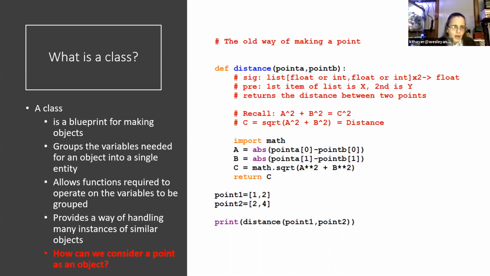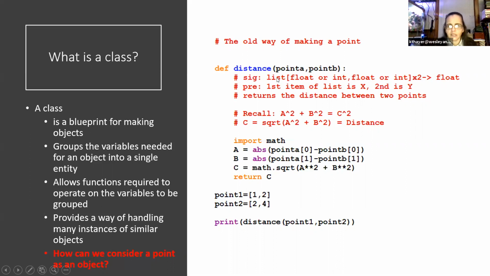And so how could we consider a point as an object? All right, so the old way of making a point to make the distance might be something like this. Maybe what you would do is you would write def distance. So you'd write a function, and we need a point A and point B as some inputs, right?